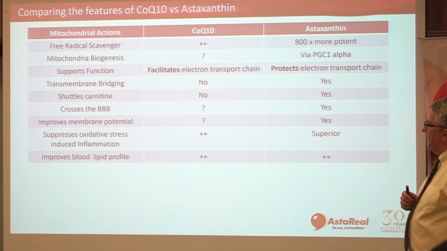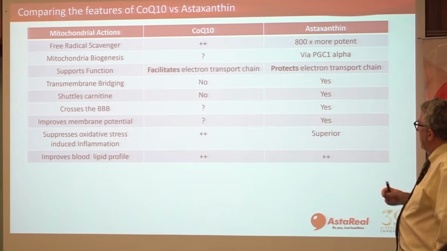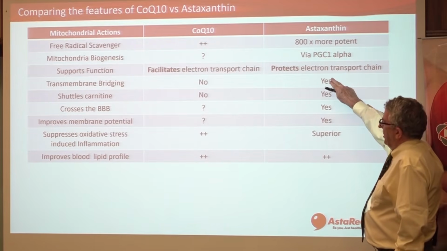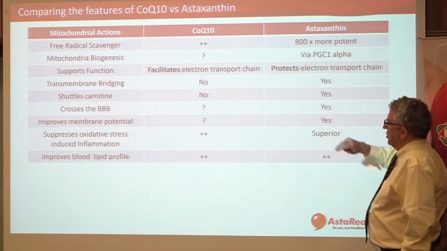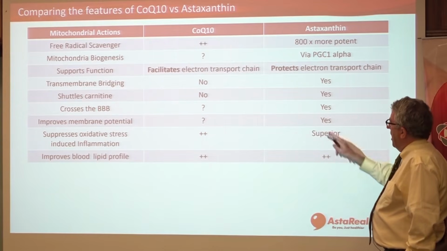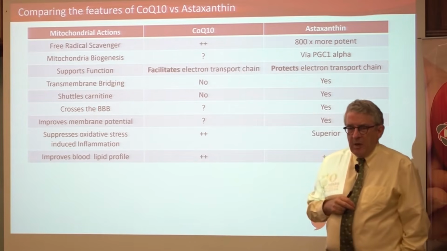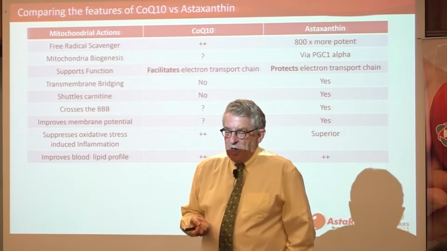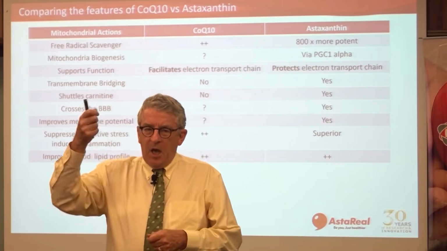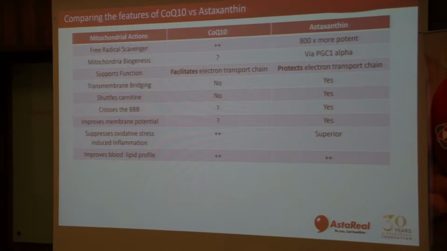CoQ10 has no chance of forming a transmembrane bridge based on its structure. Astaxanthin is superb at that. Astaxanthin also works by shuttling carnitine. Astaxanthin also is now being known to cross the blood-brain barrier and also the blood-eye barrier for visual health.